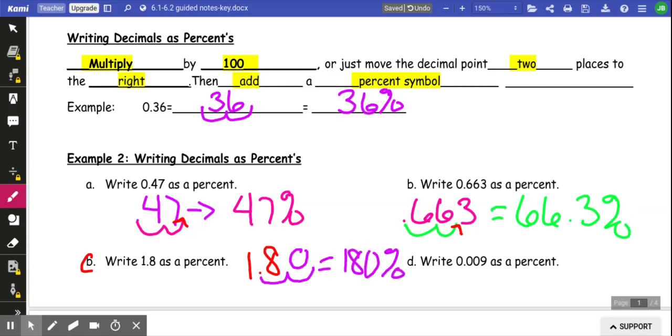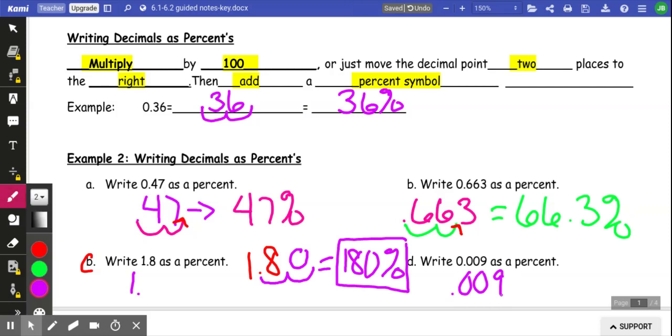So if you have a number that is written as a whole number with a decimal after it, you're going to get a percent that is over 100. And that's okay. You can have something that's over 100%. All right, our last one, we have 0.009 or 9 thousandths.